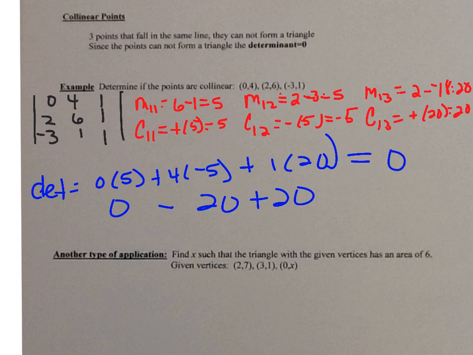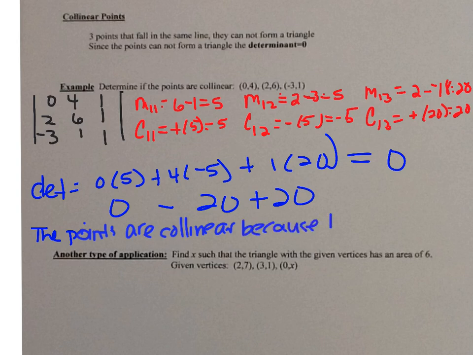So therefore, the points are collinear because the determinant is equal to 0.